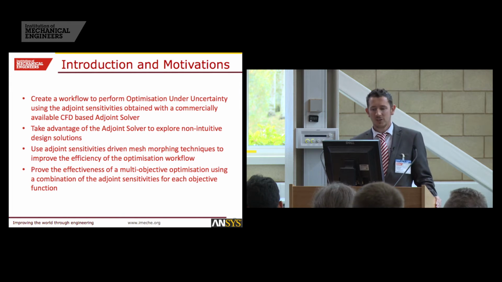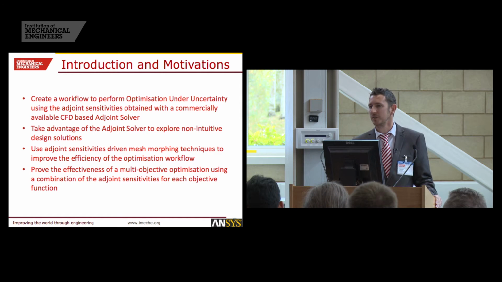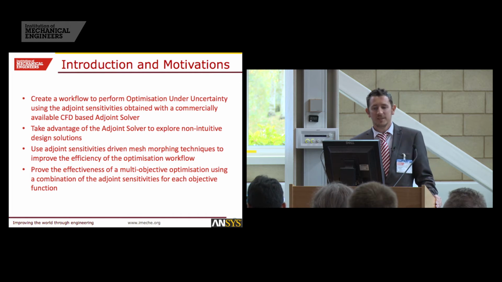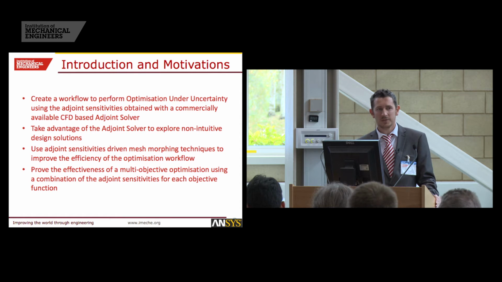We're going to take advantage of the solver capabilities to explore designs which were potentially, a priori, non-intuitive, i.e. those which you couldn't easily predict in advance of the simulation. And we can use the adjoint sensitivities which are derived to drive mesh morphing techniques as well. And this is a method to modify the mesh in order to attempt to optimize the geometry for a particular function.